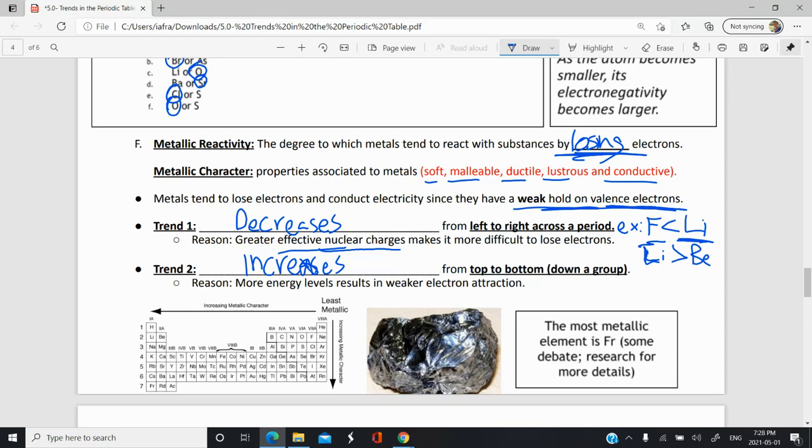So essentially, I'll give you an example of that. Potassium would be more metallic than sodium. They're in the same group, but potassium is lower down, with more shells and less attraction to the outer electrons, so it can give away that electron more effectively. And as we mentioned, francium would be the most metallic element. Like I said, there is some debate between cesium and francium, and you can research that, but we're going to stick with francium for now because it's all the way to the left and all the way to the bottom.